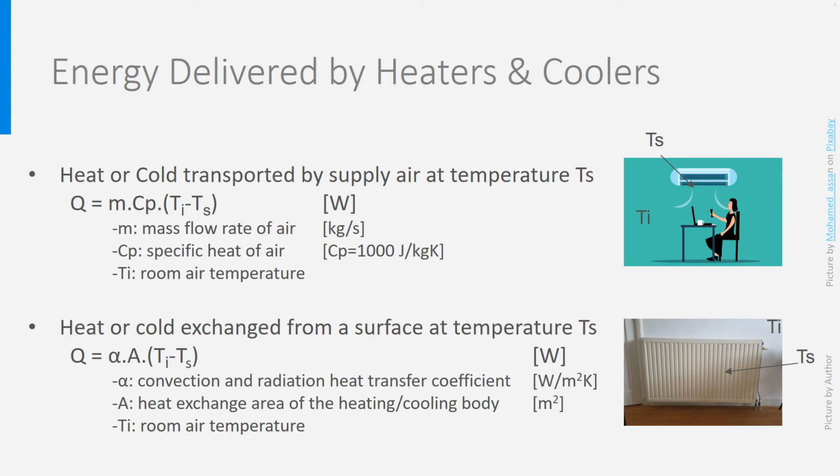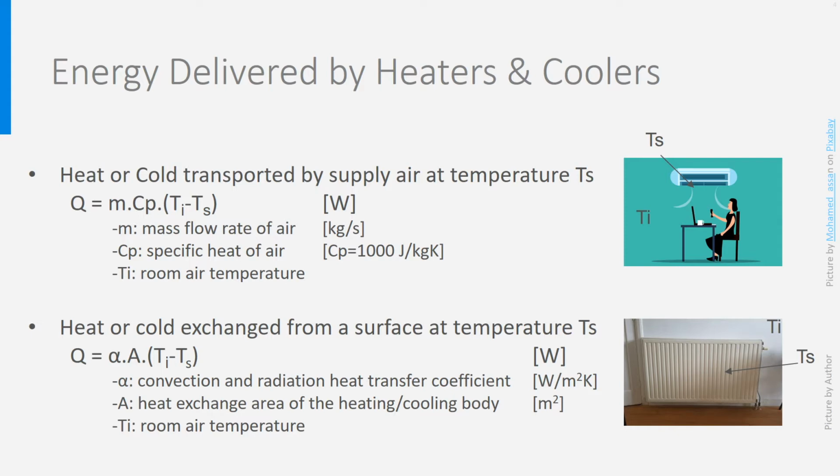Let's imagine that you have been doing such a calculation and find that you need 500 watt heating. The energy supply system, like a boiler, will provide this 500 watt. If it was 500 watt cooling, that would be provided by a chiller. Q in the equations on the slide is this 500 watt that must be delivered to the room.